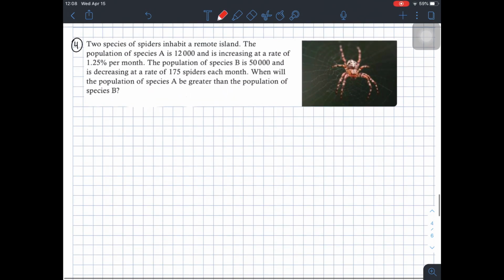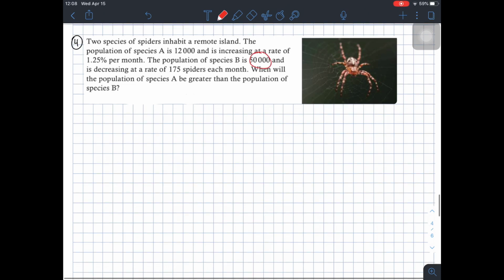Finally, last exercise. Two species of spiders inhabit a remote island. The population of species A is this, and is increasing at a rate of this per month. The population of species B is 50,000 and is decreasing at a rate of 175 spiders each month. When will the population of species A be greater than the population of species B?